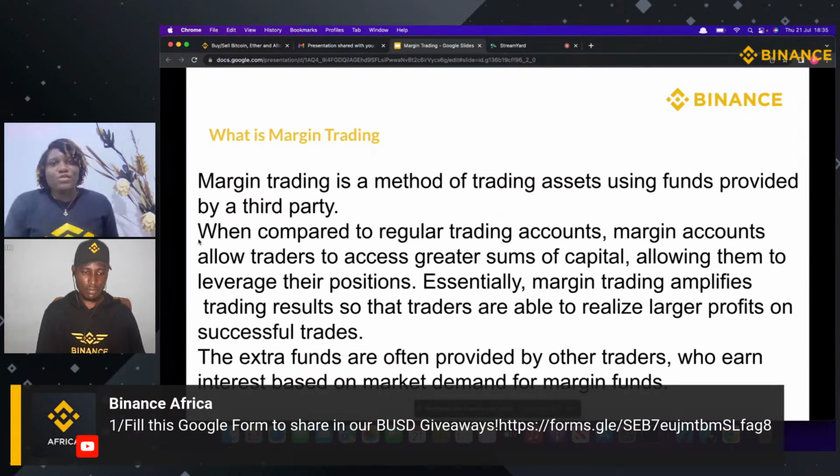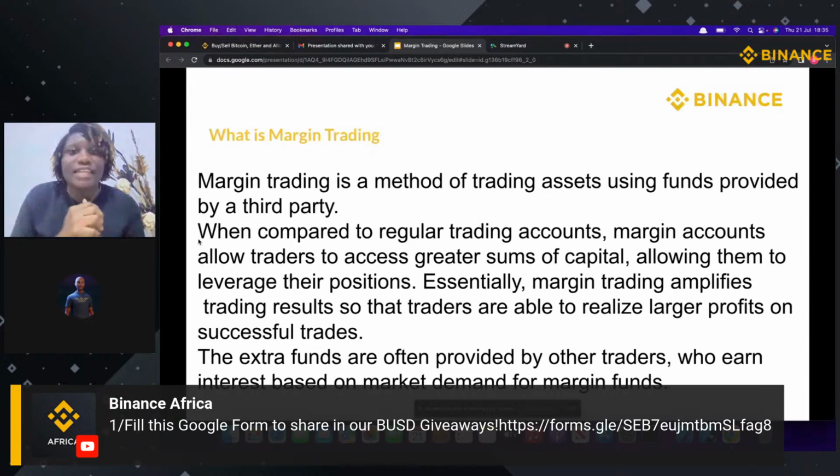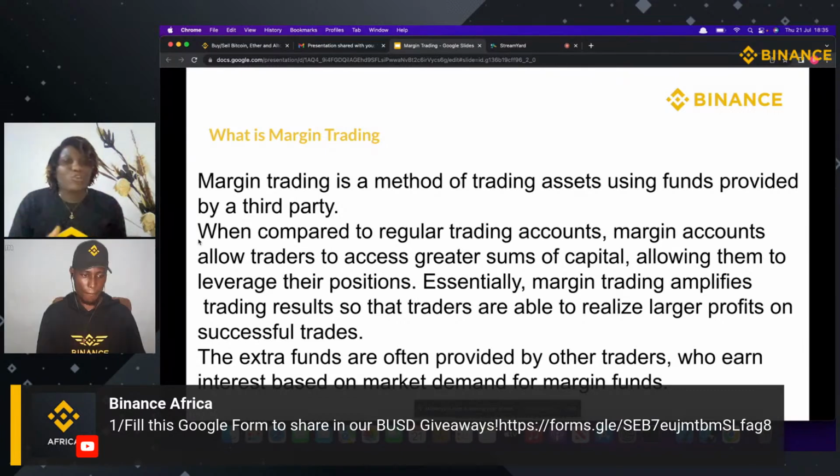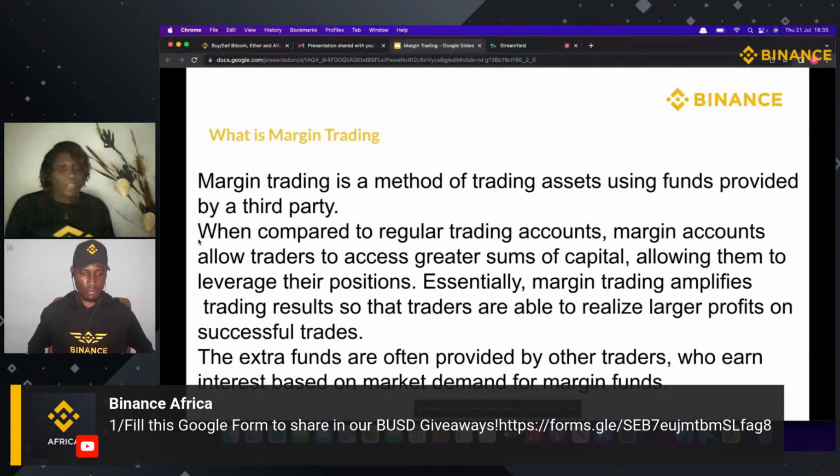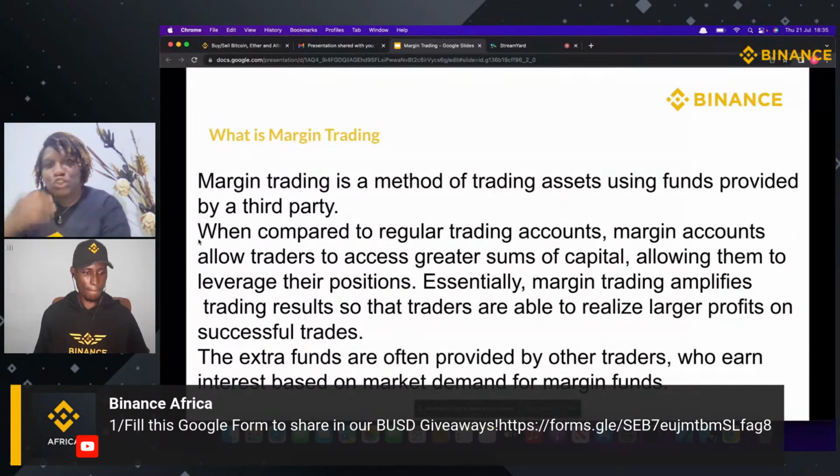A main difference between spot trading and margin trading is something that we are going to look at. Margin trading is basically a method of trading assets using funds provided by a third party. When you compare this to regular trading accounts, margin accounts allow you access to greater sums of capital, and this is what we call leverage. So margin trading allows you to have greater access to capital because you can leverage your position.